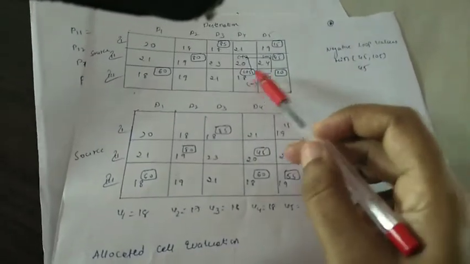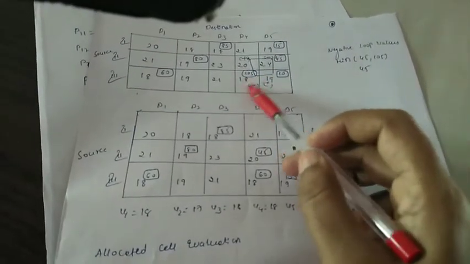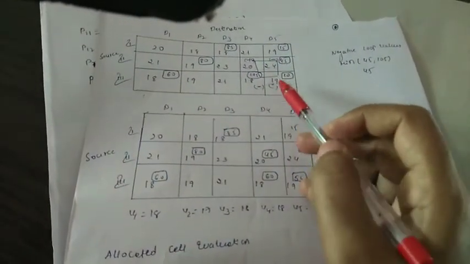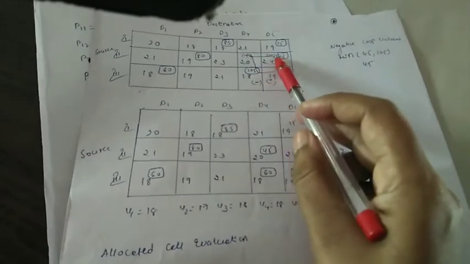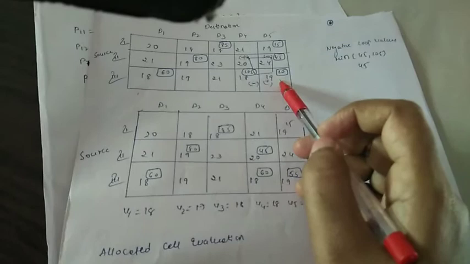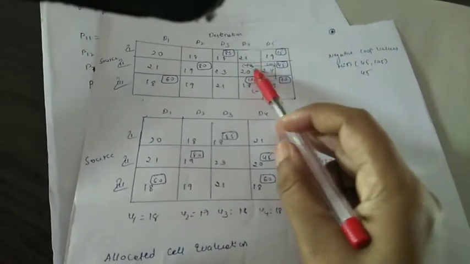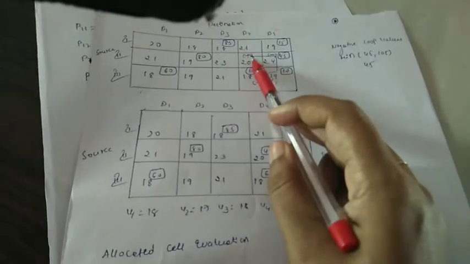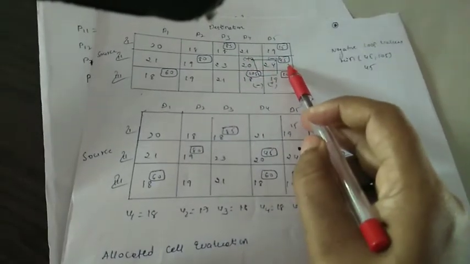Allocated number, and next 19 to 18, that cell is also occupied with an allocated number, and we form a closed loop. 20 to 24, 24 to 19, 19 to 18. Compulsorily the adjacent values are occupied cells and form a loop. So whenever we start with 20, we consider it as positive, and the next number is negative, and next number is positive, and next number is negative. So take it like that.